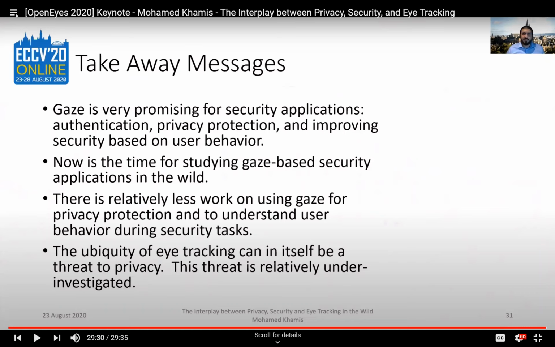When you ask when will we be there, I think we're there already. It's just that we haven't done that much work on eye tracking applications in the wild that are used for a long time on mobile devices, and I think we could uncover lots of problems there and opportunities to improve things.